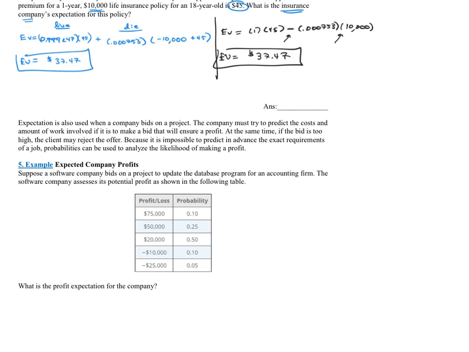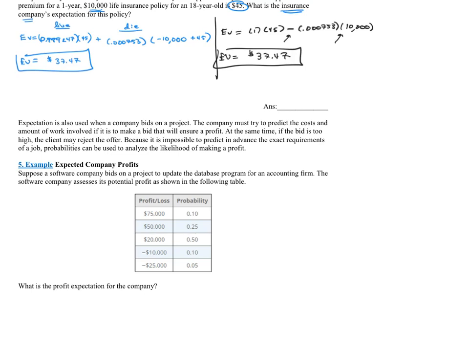So it says, suppose a software company bids on a project to update a database program for an accounting firm. The software company assesses its potential profit with the following table. So the probability that they make a profit of $75,000 is 10% or 0.10. Probability that they make $50,000 profit is 0.25, $20,000 profit is 0.5, a $10,000 loss would be 0.10, and a $25,000 loss would be 0.05, so 5%. It says, what is the expected value of the company?